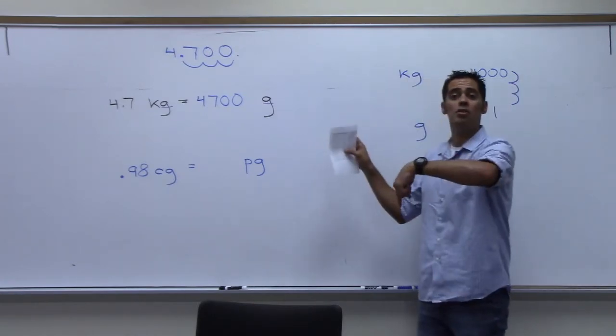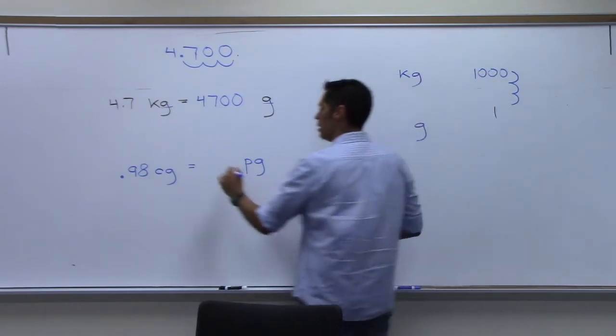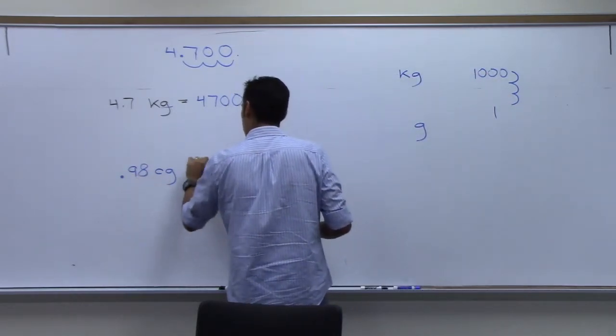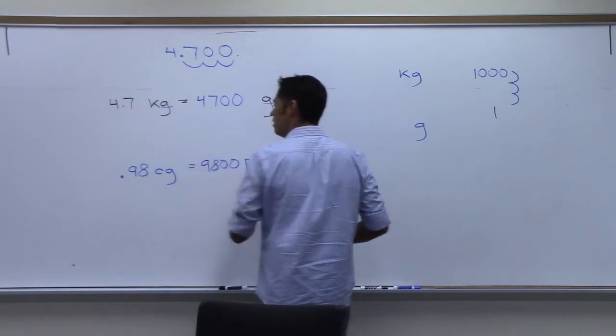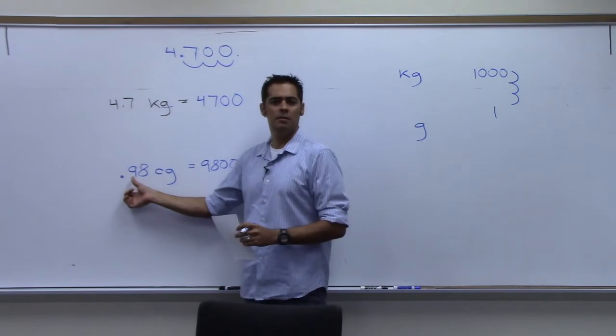No, we went down on the chart, right? From centi down, so we moved to the right. So 1, 2, 3, 4. So what do you get? 9,800? Do you all see it or not? No?